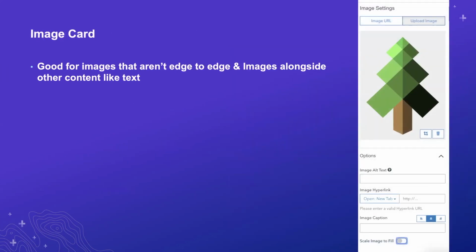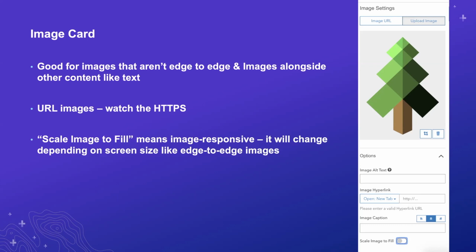The image card is pretty self-explanatory. You don't want to use it if you're trying to get edge to edge. You just want to use it for that image next to that search bar. Watch out for HTTPS, as I just mentioned earlier. The scale image to fill is that image responsive, and you'll have to see how that works to understand. But basically, it'll fill the container, and then the image will shrink.